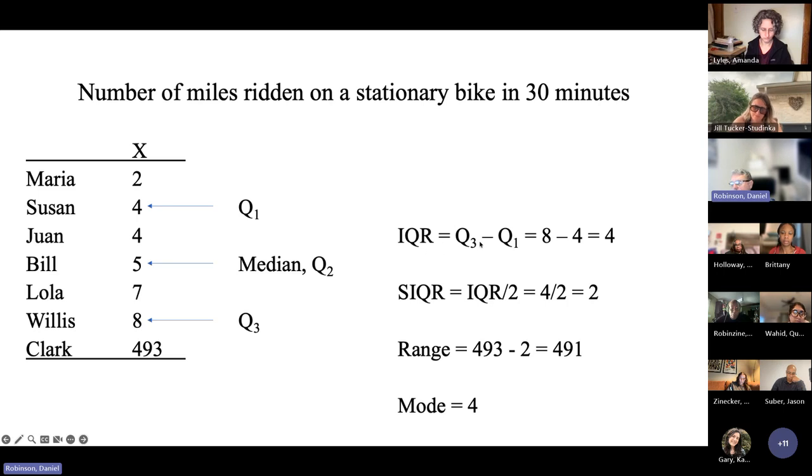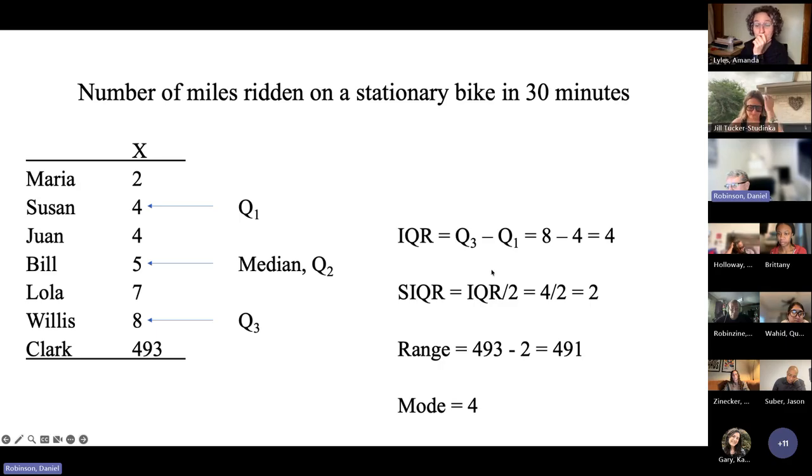The interquartile range is simply quartile 3 minus quartile 1. And that's 8 minus 4, which is 4. The semi-interquartile range, which is a statistic that's more common than the interquartile range, is simply the interquartile range divided by 2, which in this case would be 4 divided by 2, which is 2.